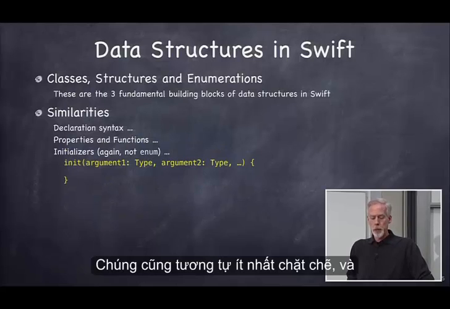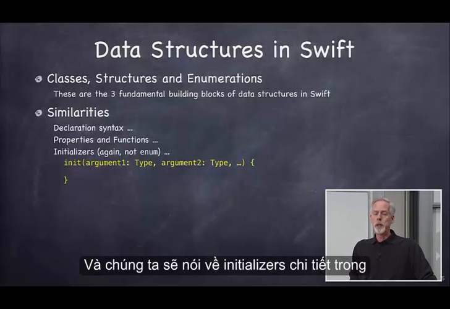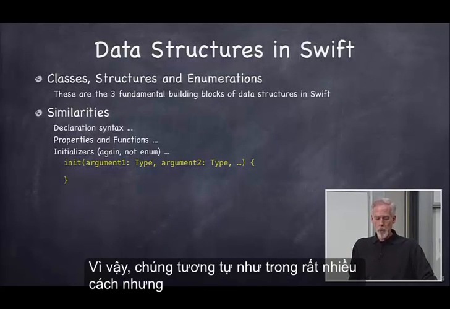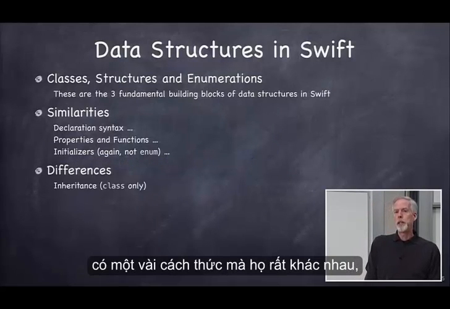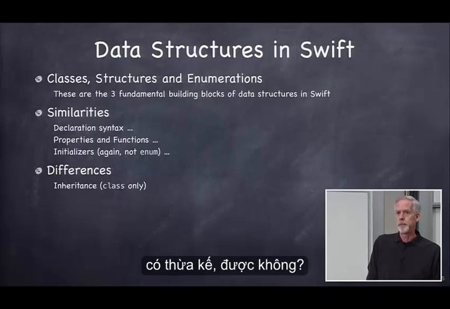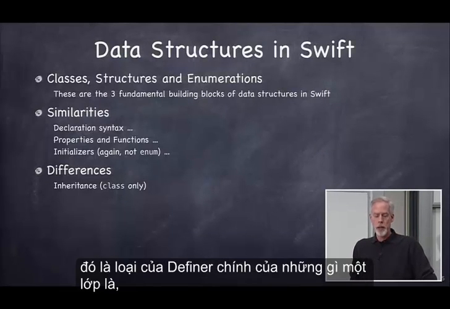They're also similar, at least structs and classes, in that they can have initializers. And we're going to talk about initializers in detail in a few slides. So they're similar in a lot of ways, but there's a couple ways in which they're very different. Classes are the only ones where you have inheritance. And it's pretty obvious. That's kind of the main definer of what a class is.